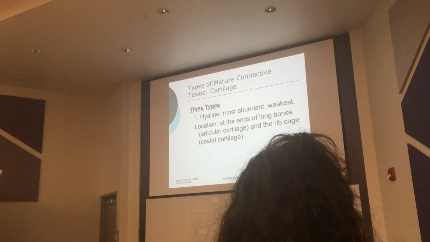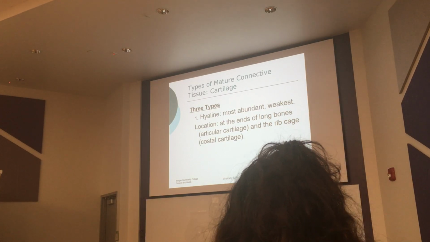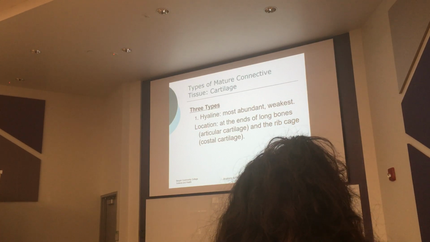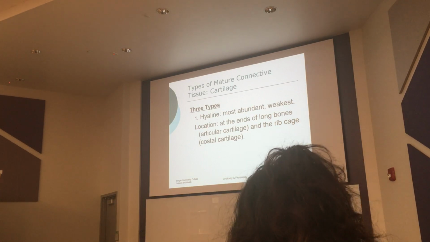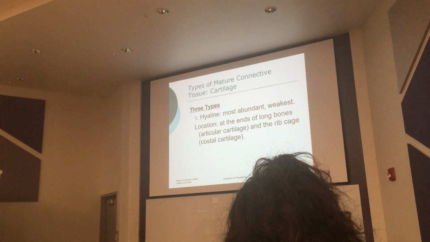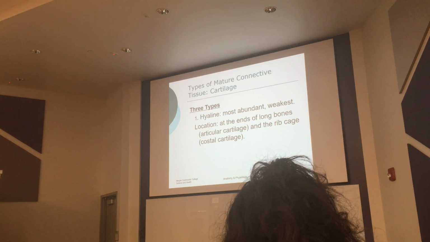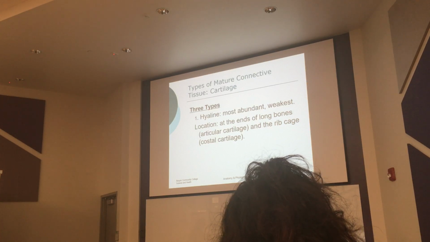It's going to be at the end of long bones that make joints. When two bones come together, it's a joint. That hyaline cartilage that's on those bones is called articular cartilage. So articular cartilage is hyaline cartilage. Articulation is a joint.